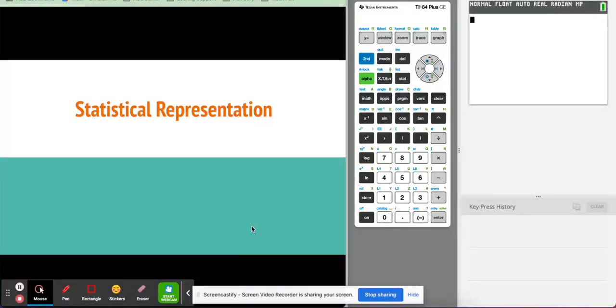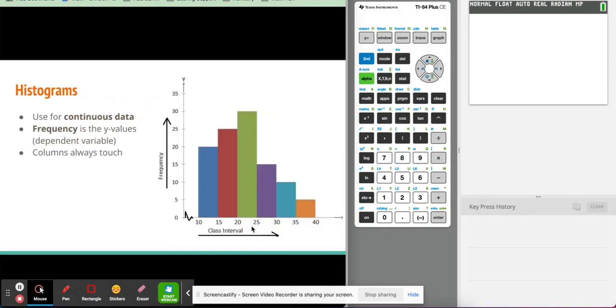This video is going to be about statistical representations. So let's get started. The first representation that we are going to talk about are histograms. A histogram is used only for continuous data. So a reminder that continuous data are grouped together. So here you see the categories are from 10 to 15, 15 to 20, etc.